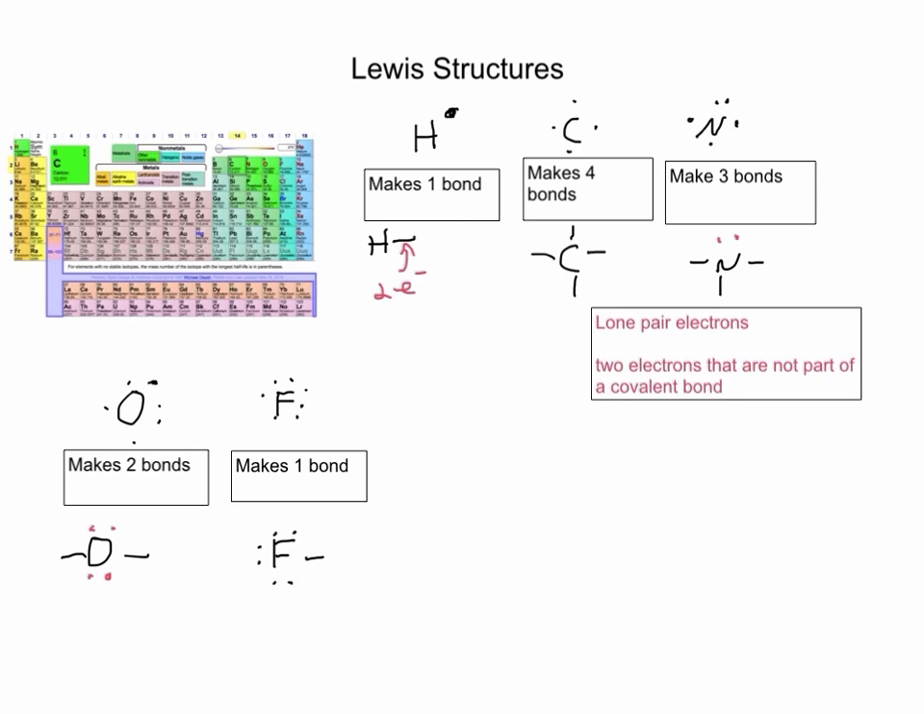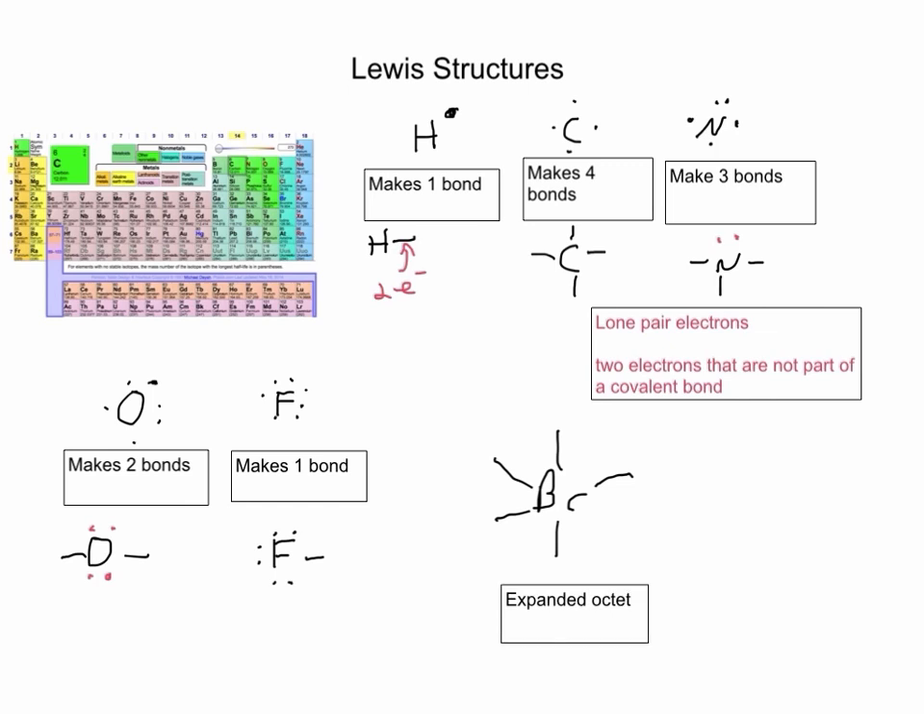Now, like all rules, there are exceptions. And don't be surprised if you actually see something like this. This is a bromine with 1, 2, 3, 4, 5 covalent bonds around it, which would give it 10 electrons. This is called an expanded octet.